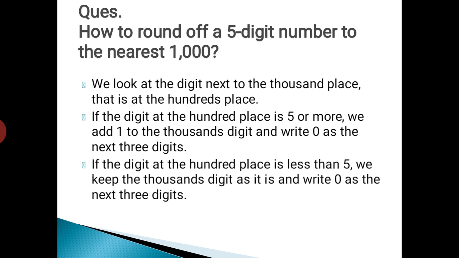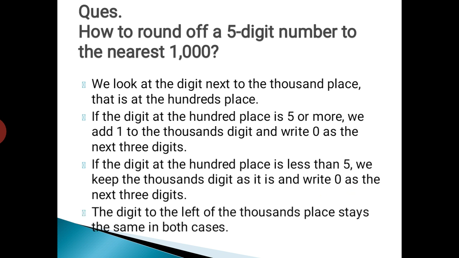Next is, if the digit that is at the hundreds place is less than 5, we just keep the thousands digit as it is. So when the digit at the hundreds place is less than 5, the thousands place will remain the same, and the next 3 digits, that means ones, tens and hundreds, will be 0.